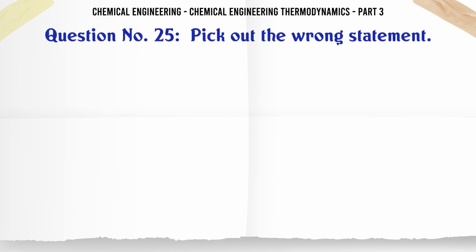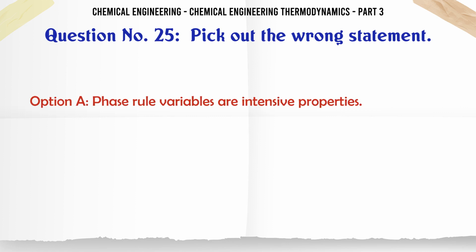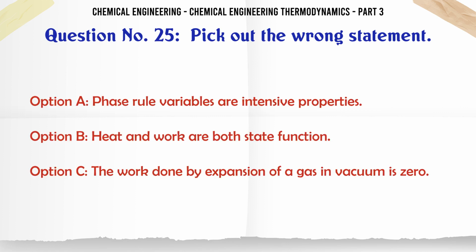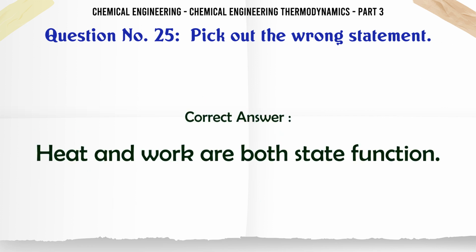Pick out the wrong statement. A. Phase rule variables are intensive properties. B. Heat and work are both state functions. C. The work done by expansion of a gas in vacuum is 0. D. Cp and Cv are state functions. The correct answer is heat and work are both state functions.